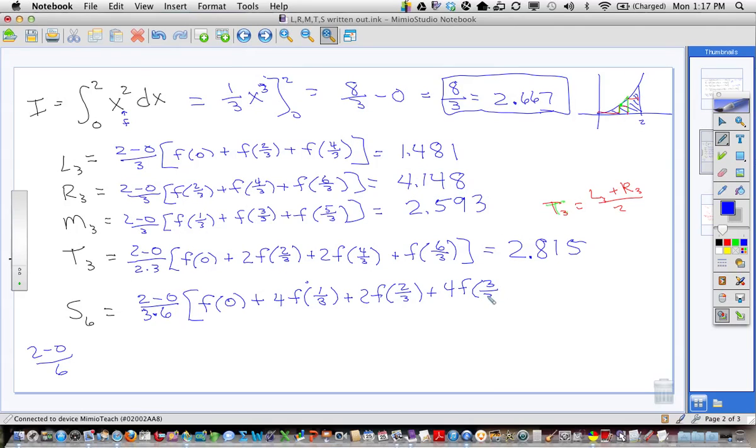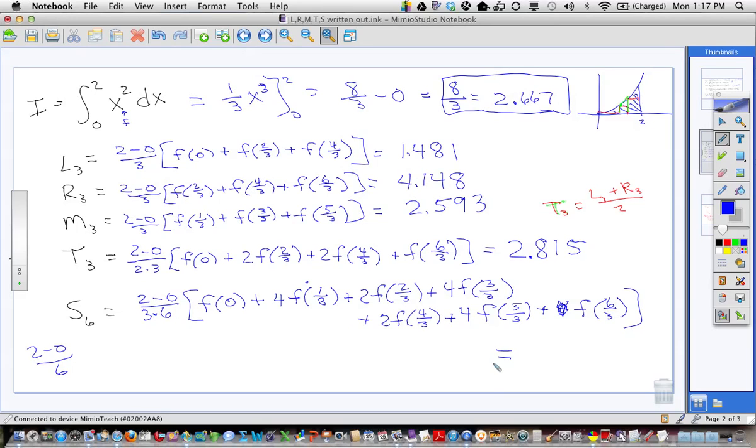4f of 3/3 plus 2f of 4/3 plus 4f of 5/3. How many should we have? No. We have 7. With trapezoids and Simpson, we always have 1 extra. Notice what we had for a T3. 1, 2, 3, 4. Right? For a T3, we had 4 of them inside. For an S6, we should have 7 in here. That's why it'll always end with a 4. Because you always have an odd number in there, because remember, n is always even. Right? For Simpson, we're always doing even numbers. So we'll end up with f of 6/3. We'll end up at the far right edge. Okay, type that in.